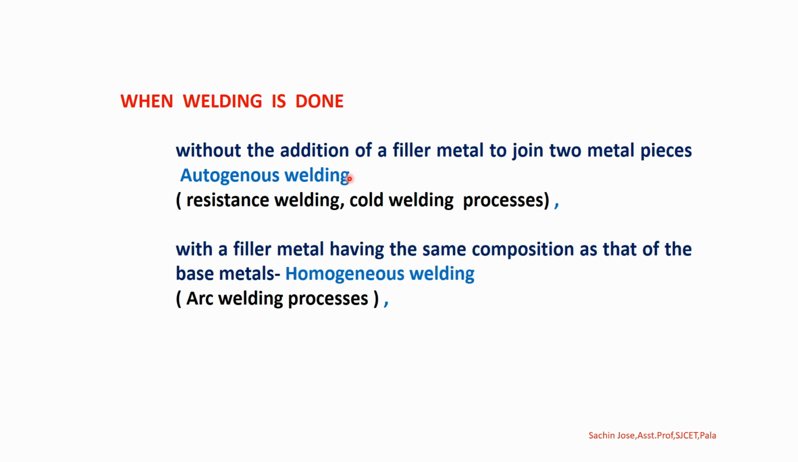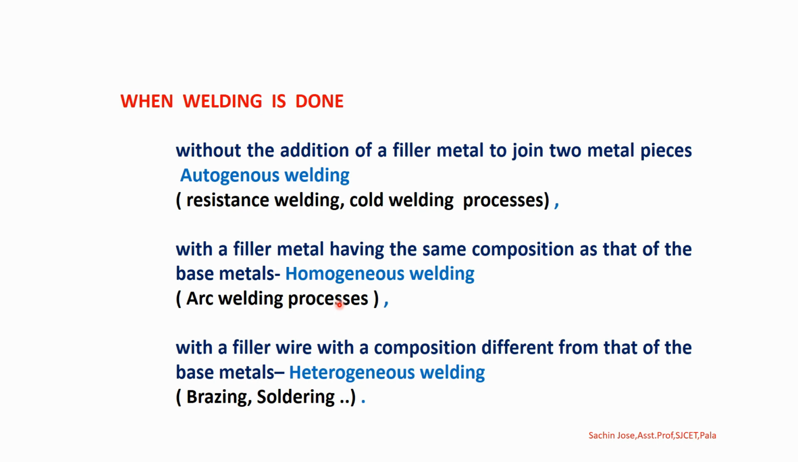If welding is done with a filler metal having the same composition as that of the base metal, you may be guessing what this filler metal is. Just remember the arc welding which you have seen, the welding rod is the filler metal. So welding with a filler metal of the same composition is called homogeneous welding. An example is the arc welding process.